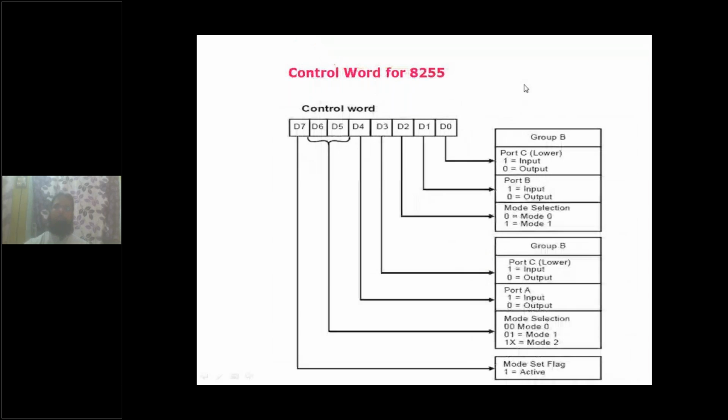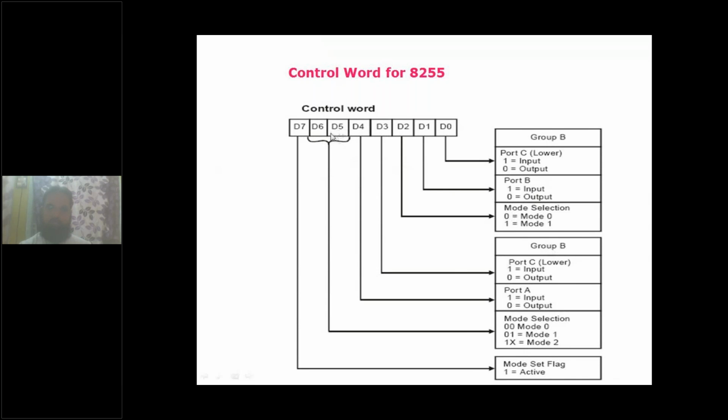Next, in IO mode, what I said is this D7 decides whether it is in BSR mode or in IO mode. So this is D7. If this D7 bit is 1, it means that the 8255 is operating in IO mode. This is the mode in which you can say whether port A is acting as input port, or port B is acting as input or output port, or port C is acting as input or output port. And the mode of operation of the ports is also decided here. See here.